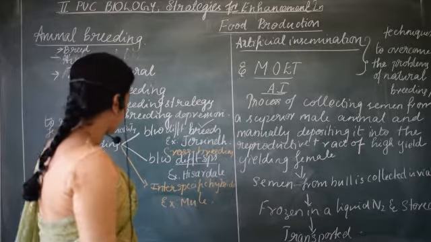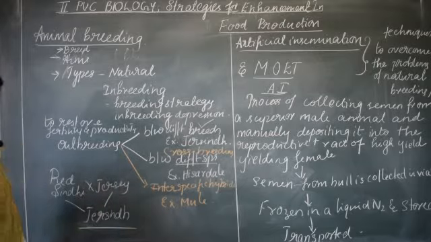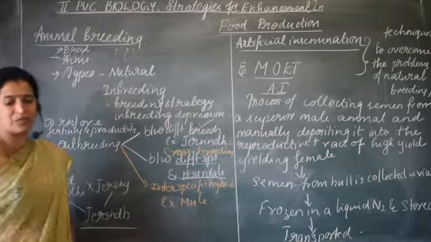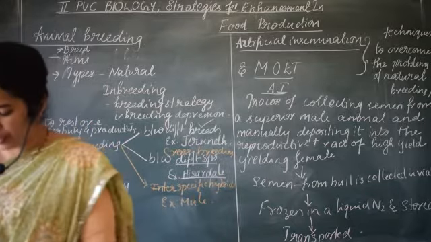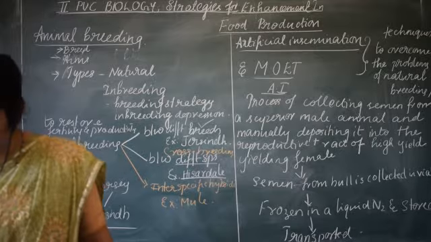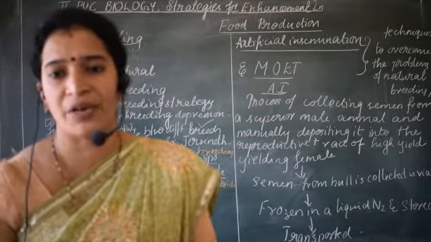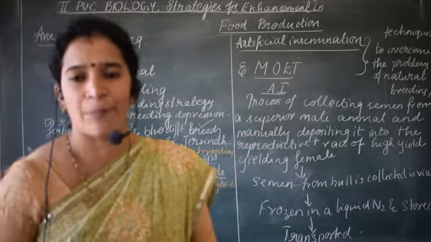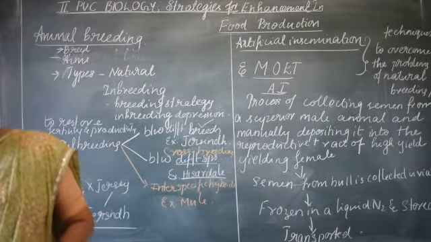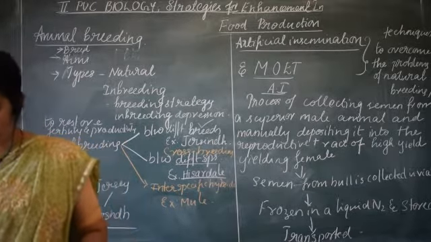So this is crossbreeding. What is the example we have? Yes, Hisardale. Do you remember how Hisardale is obtained? Hisardale is a new breed of sheep developed in Punjab by crossing Bikaneri ewes and Merino rams. This is one of the examples of crossbreeding.